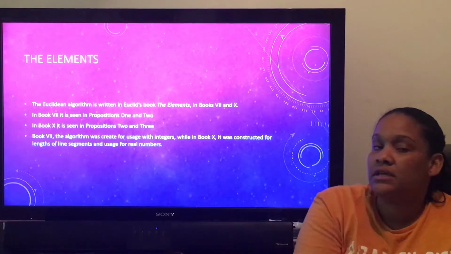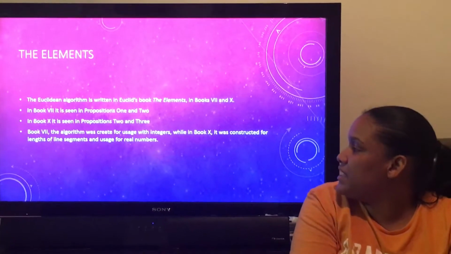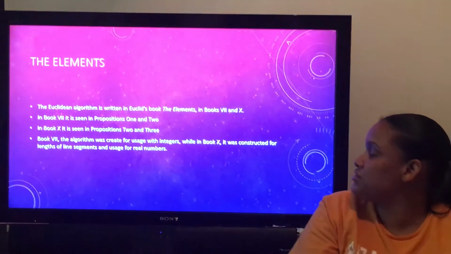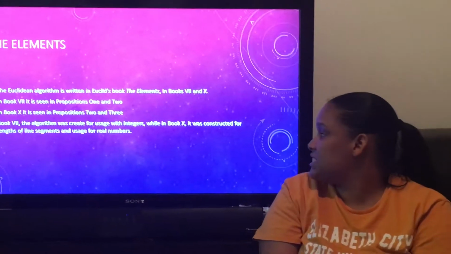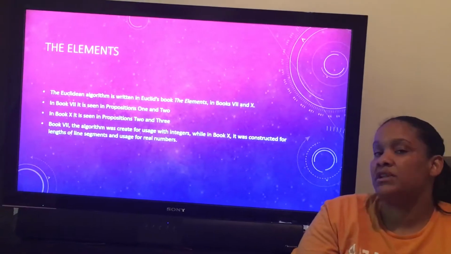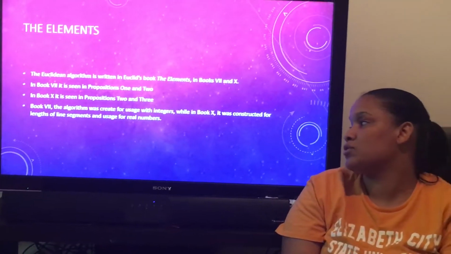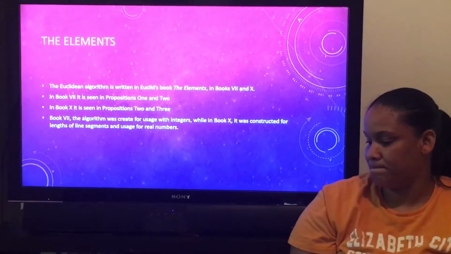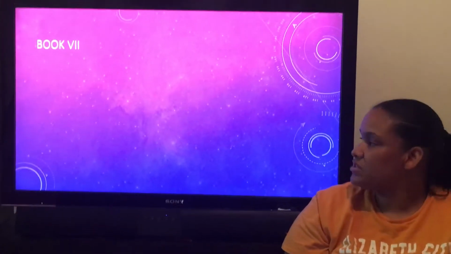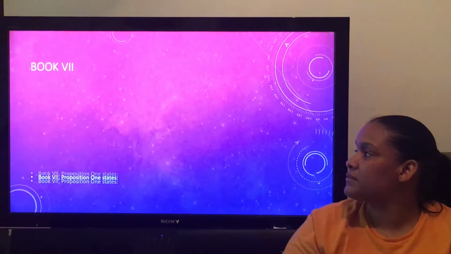In book 7, the algorithm was created for usage with integers, while in book 10, it was constructed for the lengths of line segments and usage of real numbers. So we're going to talk a little bit more about book 7.